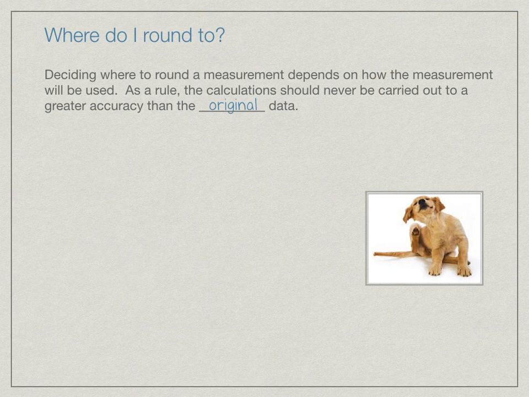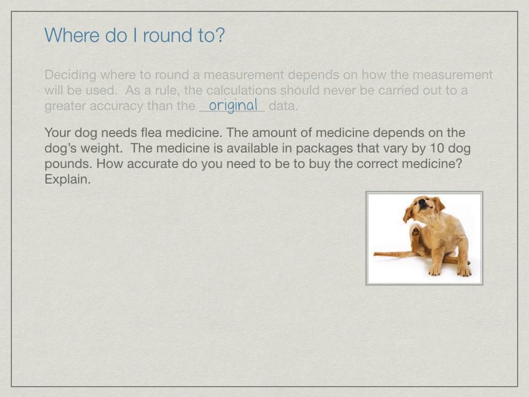So let's consider your dog who needs flea medicine. The amount of medicine depends on the dog's weight. The medicine is available in packages that vary by 10 dog pounds. How accurate do you think you need to be to buy the correct medicine?